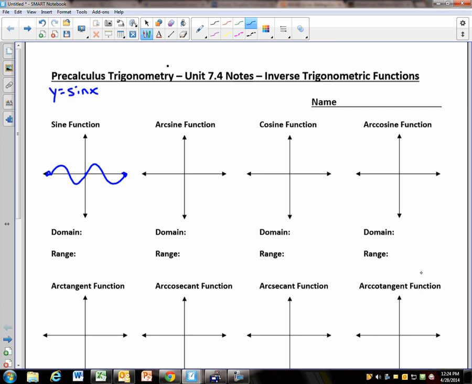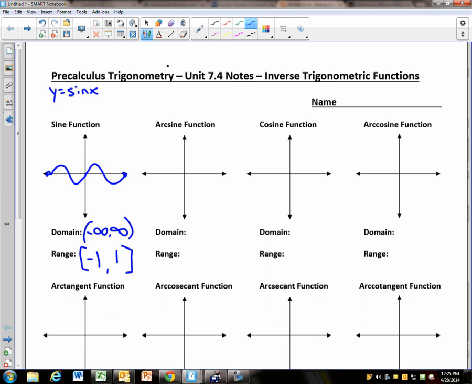Domain is possible input numbers, possible x values. What kind of values can you plug in for sine? Can you plug in positive numbers? Negative numbers? 0? So your domain is from negative infinity to positive infinity. But the range, there's only specific values you can get out. Do you know the biggest value you can get out? 1. Smallest value? Negative 1. That's your range.